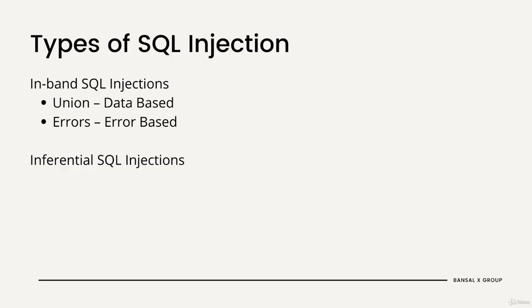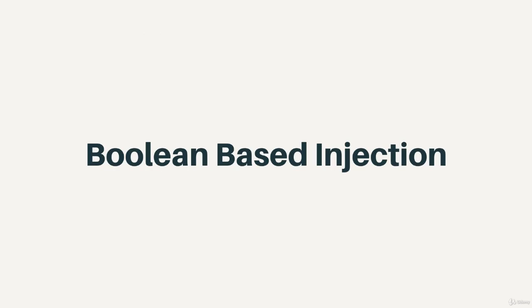Now, coming to the inferential injection. In certain cases, you will get neither the error nor the data. There, you have to analyze the behavior of the application. Either you are logging in or you are not logging in. It's not throwing any error that the password is wrong or the username is wrong. It's just letting you log in or you're not able to log in. That's where you analyze the behavior.